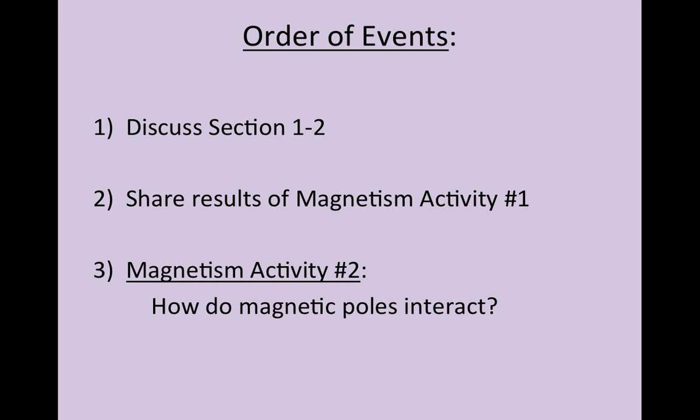So first you're going to discuss, in these groups of 3 or 4 that you're in now, section 1-2. You'll share your results of the activity yesterday, which was to try to make your own compass. And then you'll get back with your seat partners and do magnetism activity 2. How do magnetic poles interact?